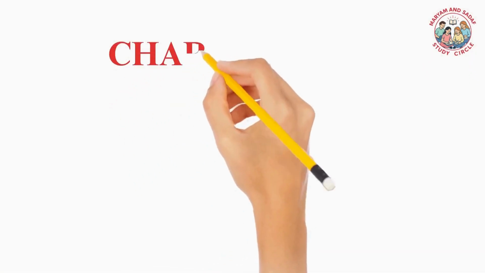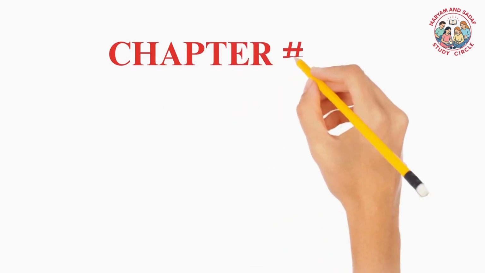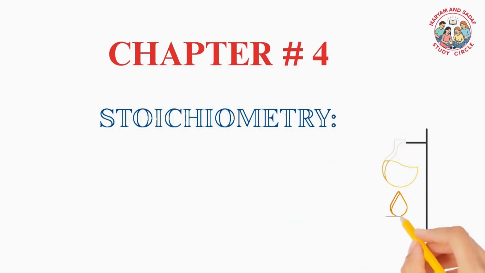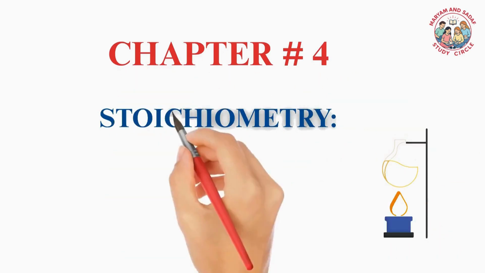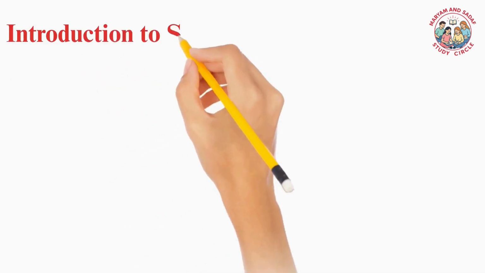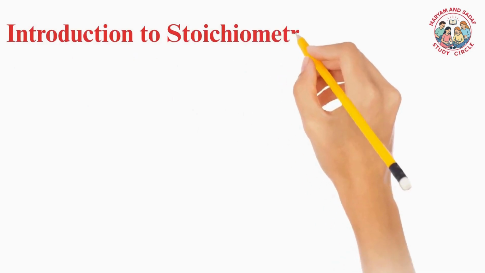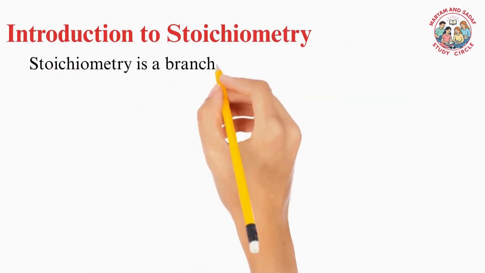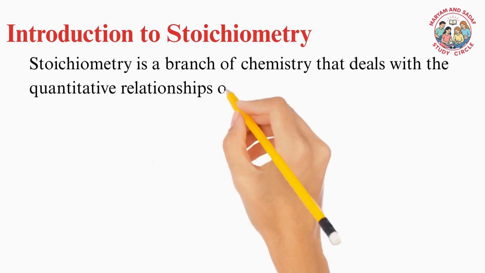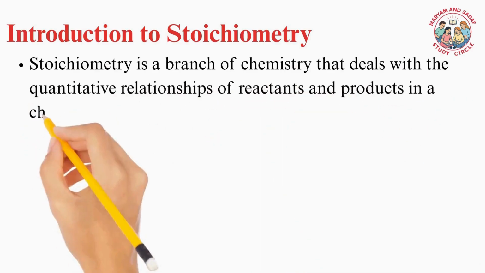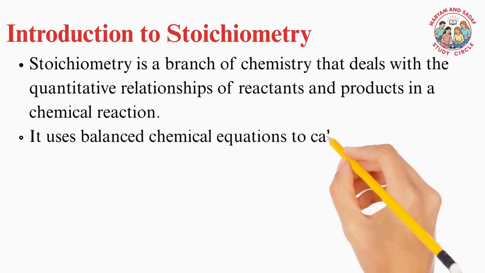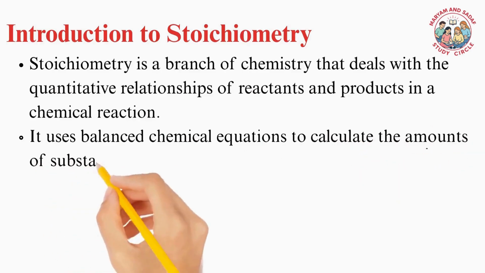Chapter 4: Stoichiometry. Introduction to Stoichiometry. Stoichiometry is a branch of chemistry that deals with the quantitative relationships of reactants and products in a chemical reaction. It uses balanced chemical equations to calculate the amounts of substances involved.